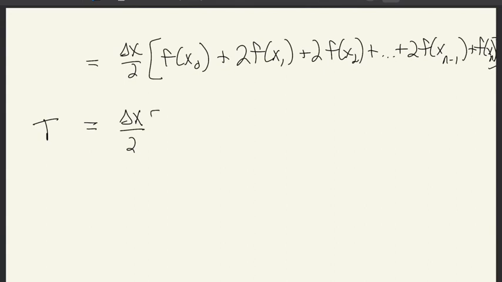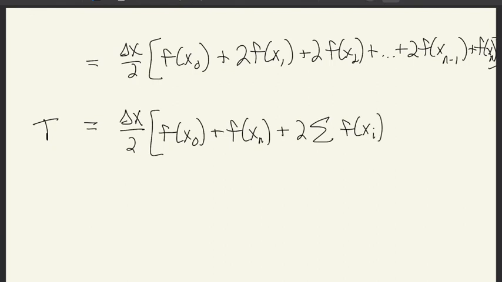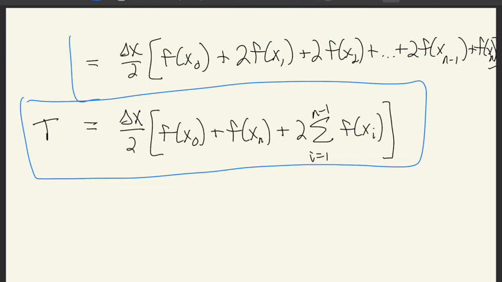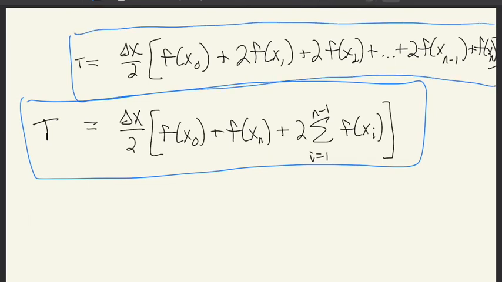Written differently, we have T equals delta x over 2 times f of x0 plus f of xn plus 2 times the summation of f of xi from i equals 1 to n minus 1. We'll go over the summation notation more in the next chapter. So if you don't remember it or don't know it, that's fine. You could just remember the previous equation. I should add a T there.